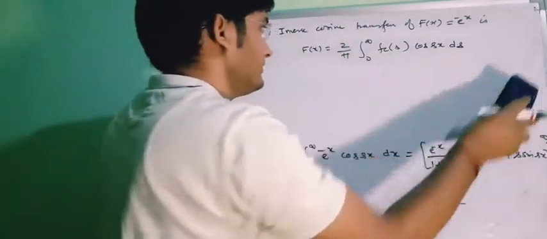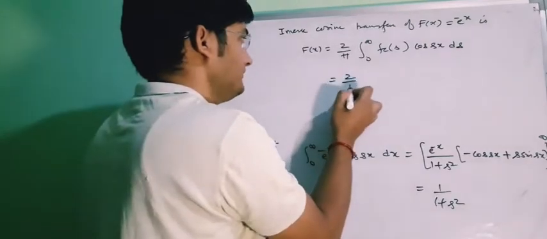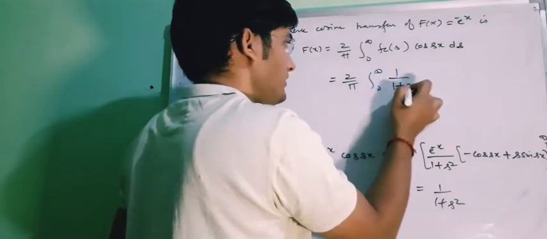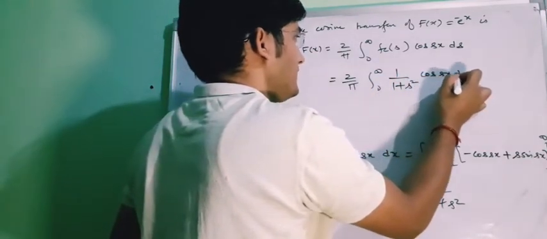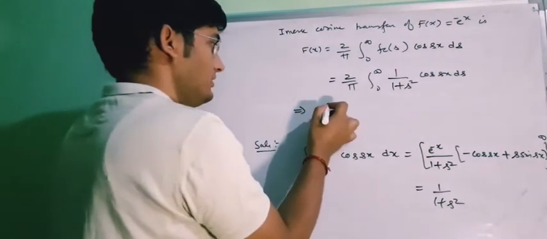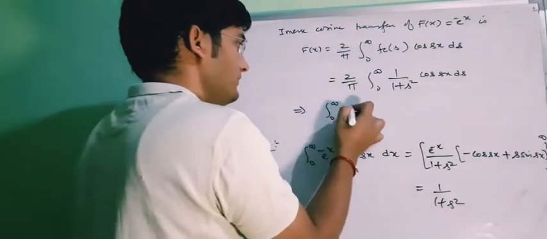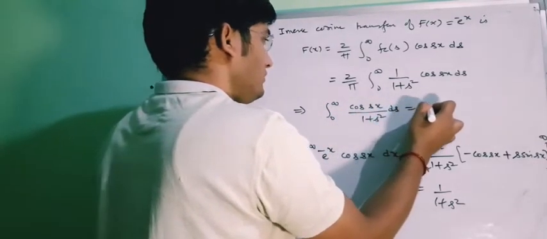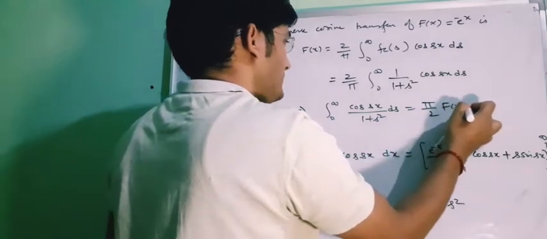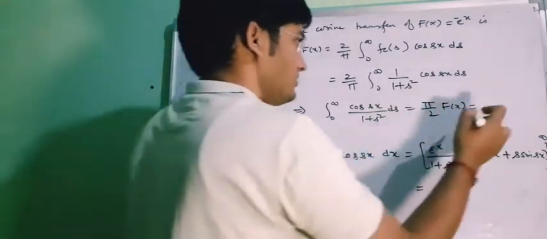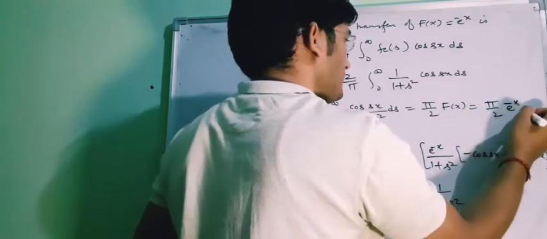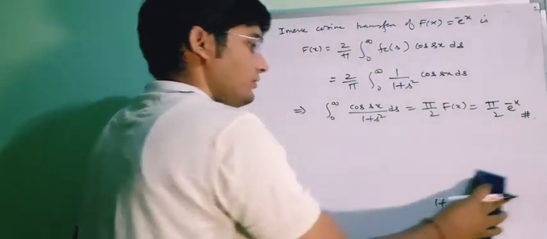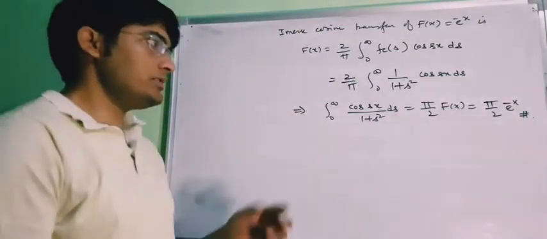So this is equal to 2 upon pi, integral 0 to infinity. Now the value of F_c(s) is equal to 1 upon 1 plus s square, then cos sx ds. So you can see that here the integral 0 to infinity cos sx upon 1 plus s square ds is equal to pi upon 2 into f(x). As our f(x) was e to the power minus x, so this is pi by 2 e to the power minus x. So this is your answer. So we have solved 3 questions related to the integral equations.